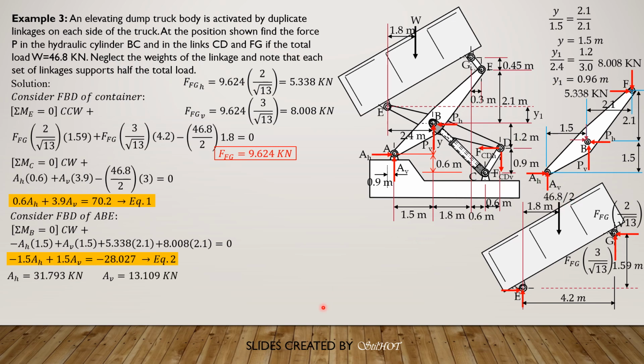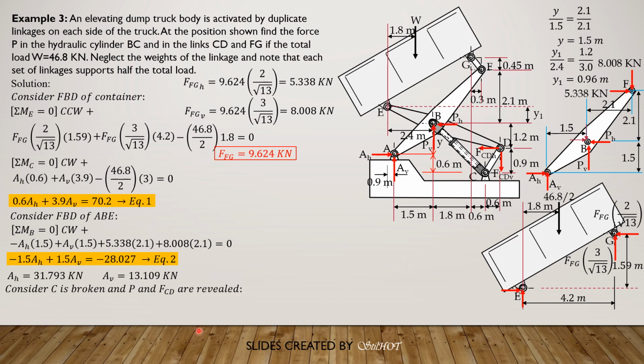So finally, we go back to this free body diagram. So it's like cut here. So we consider this entire body, and we break C. So P and FCD are represented by their components. So summation.